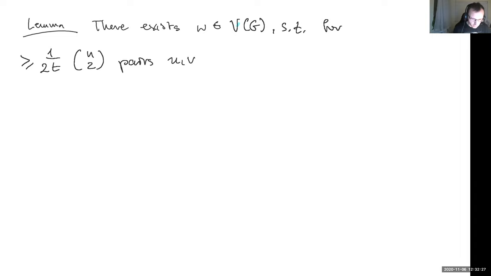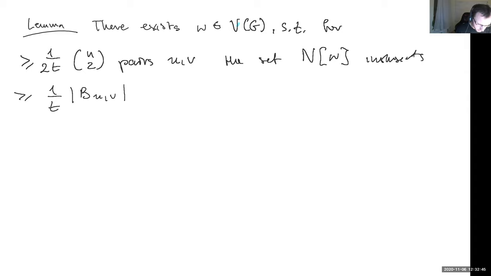And for a constant fraction of all pairs, the closed neighborhood of W intersects at least one over T. Okay, I will write and then I will comment on it. So again, this one over T is not that important, but important is that this is a constant fraction. So a vertex W has the property that when I remove this vertex and all its neighbors, for a constant fraction of pairs, a constant fraction of paths disappeared from the buckets. So the buckets shrank multiplicatively.